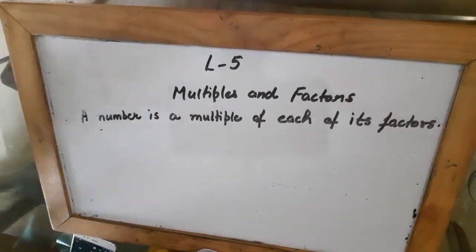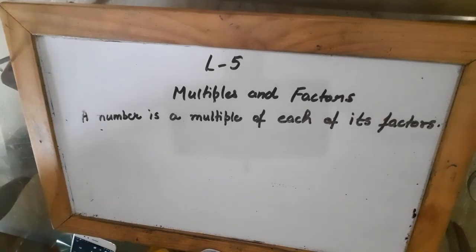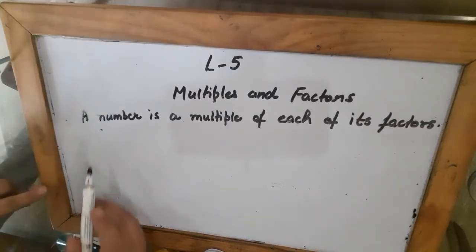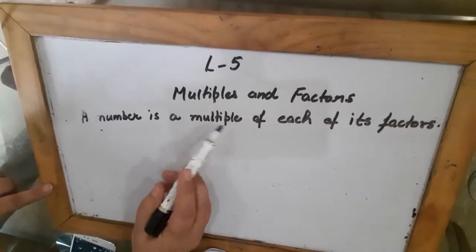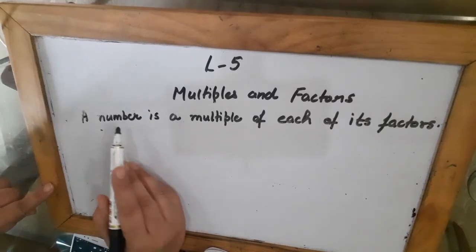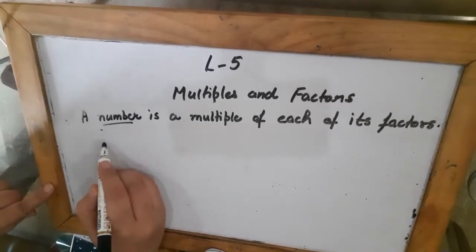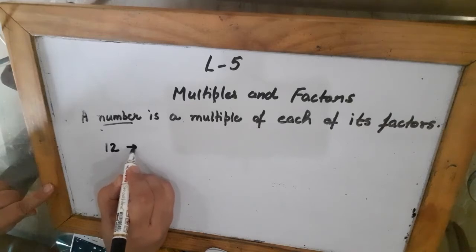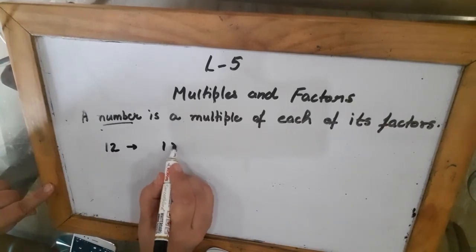Now we will study how multiples and factors are related to each other. What is the relationship between multiples and factors? A number is a multiple of each of its factors. Let me take the number 12. I told you what the factors of 12 are. What are the factors of 12?